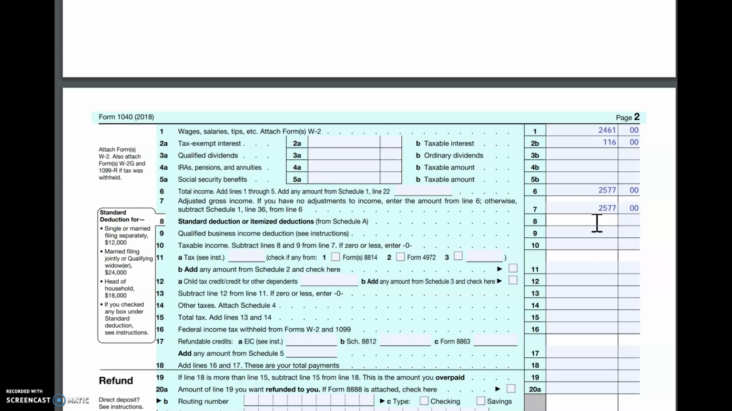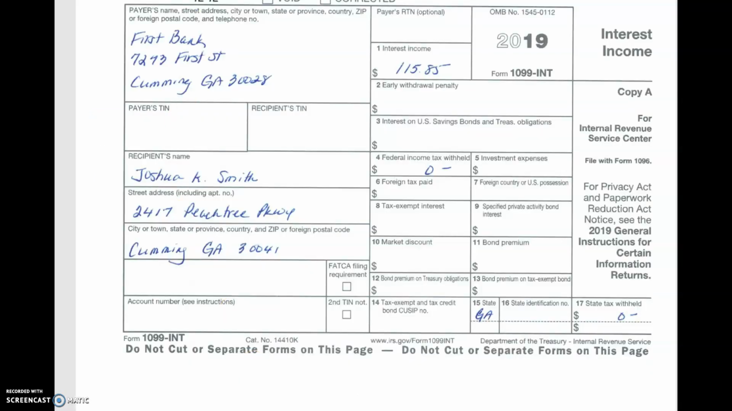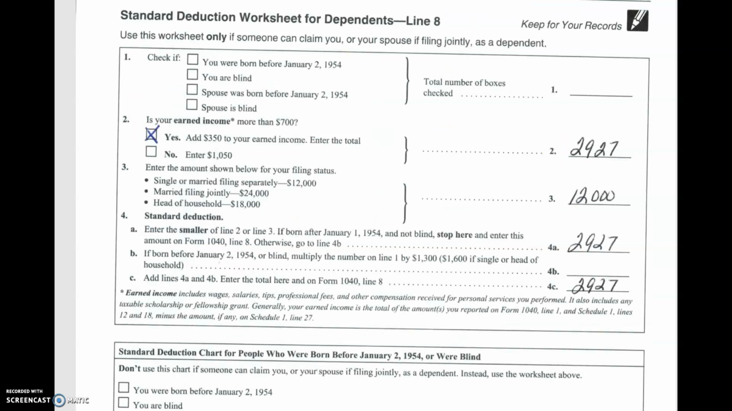The last one, if you checked any box under standard deduction, see the instructions. We did check a box there because Josh is a dependent upon his parents, so we have to go to the instruction booklet. And when we do, we have to go to Standard Deduction Worksheet for Dependents, line 8. I've already gone ahead and filled this out because I had to do it by hand. You can't do it on the computer. Line 1, check. You're going to check this if you or your spouse are either blind or were born before 1954.